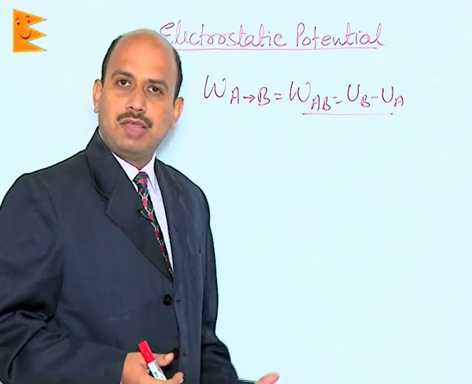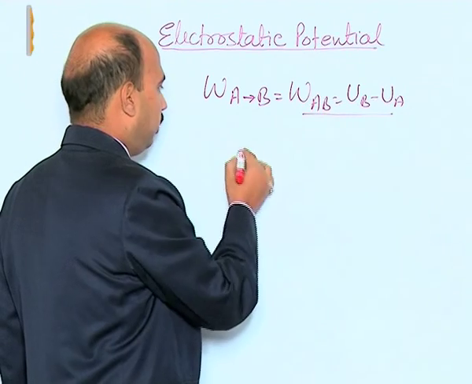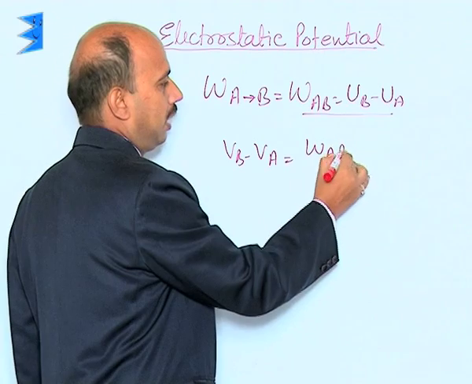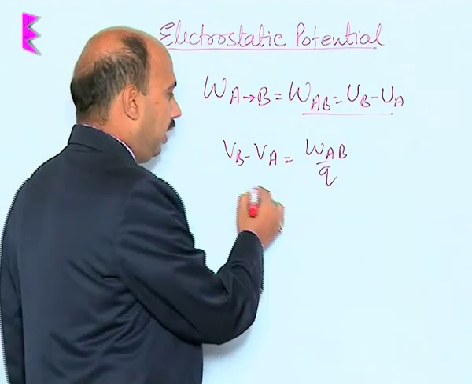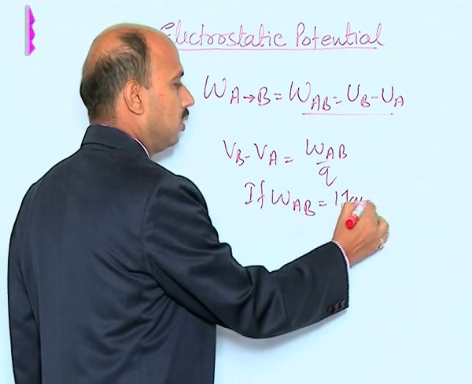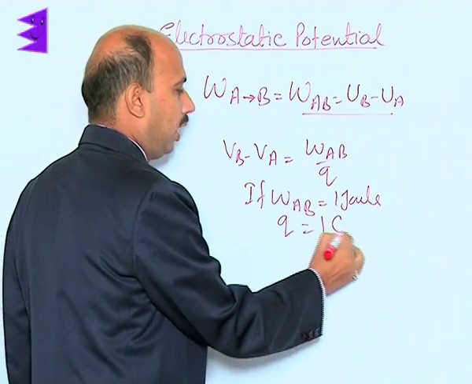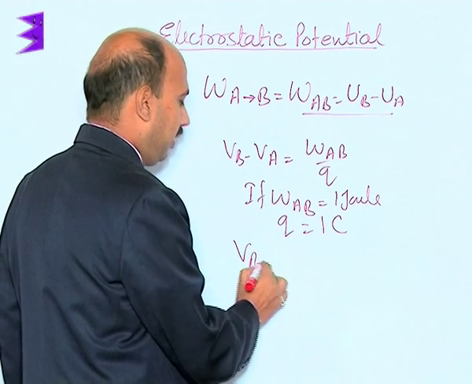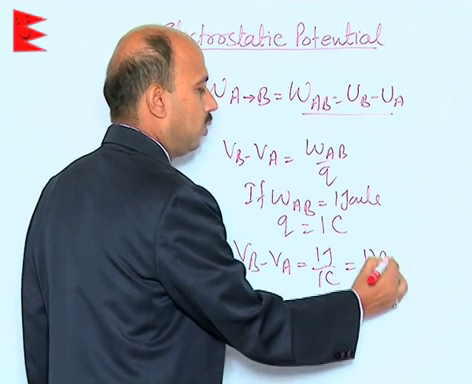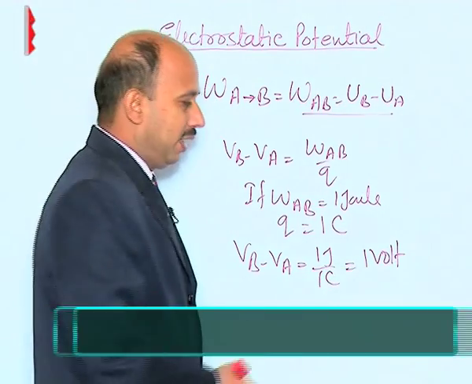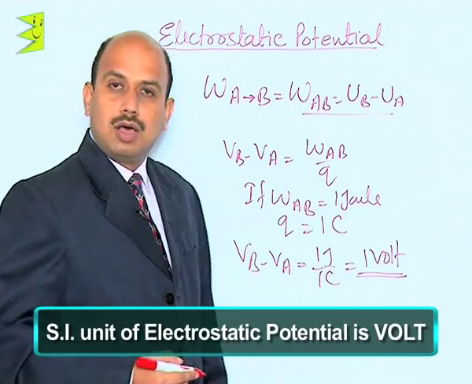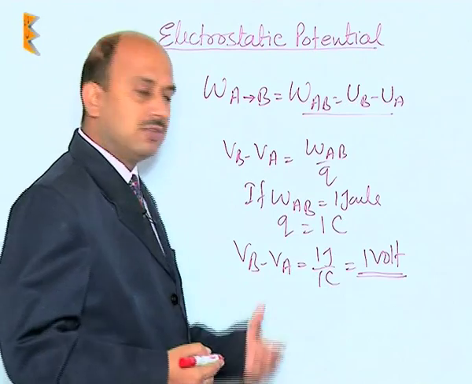Now, see the unit of the potential difference. We can write VB minus VA is equal to WAB upon Q. If here we are taking WAB is equal to 1 joule and Q is equal to 1 coulomb, then we can write VB minus VA is equal to 1 joule upon 1 coulomb is equal to 1 volt. So, the SI unit of potential difference is volt here.